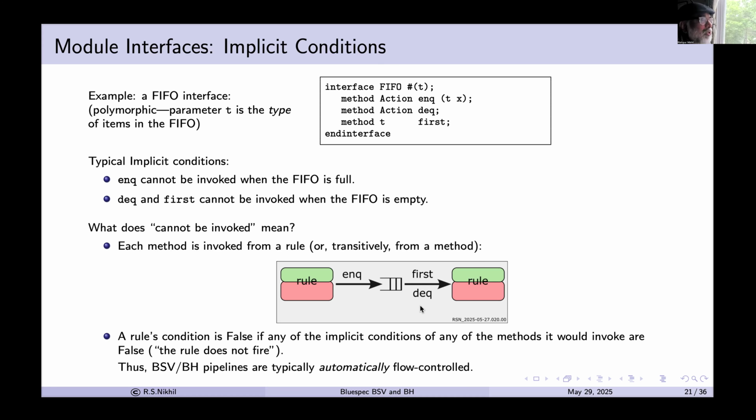And it simply does not fire if the method is not enabled. So as an example, in this picture here, the enqueue method of the FIFO may be called from a rule over here, and the first and DQ methods may be called by a rule from here that's consuming things in the FIFO. The rule simply doesn't fire if either the first or the DQ is not enabled. And similarly, this rule will not be enabled when the enqueue is not enabled.